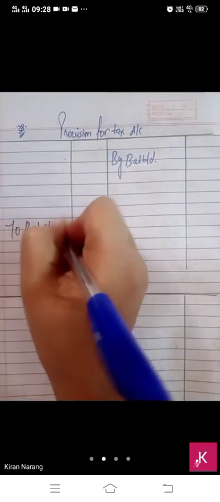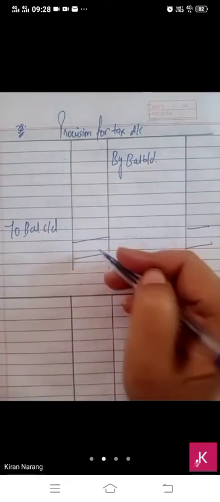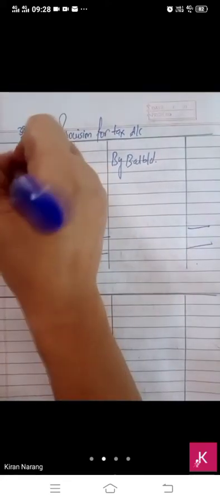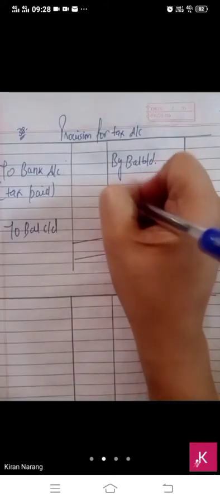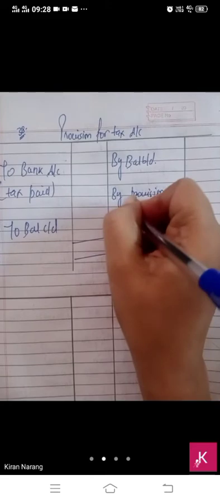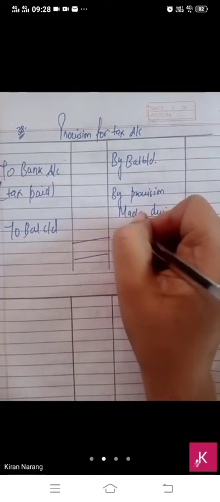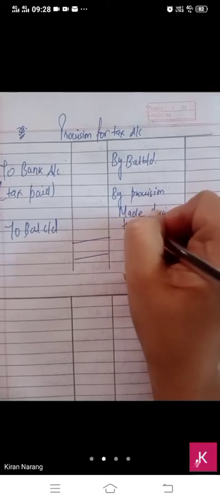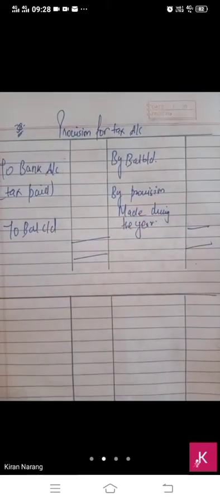Balance brought down and balance carried down, the opening balance and the closing balance. Then here we have to record the to bank account, tax paid. And here we have to record provision made during the year. Only a maximum of 4 items will be recorded here.